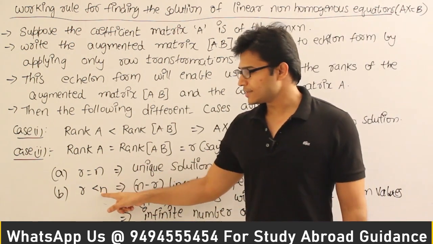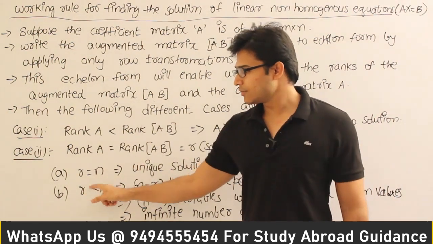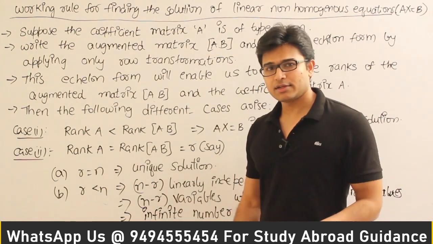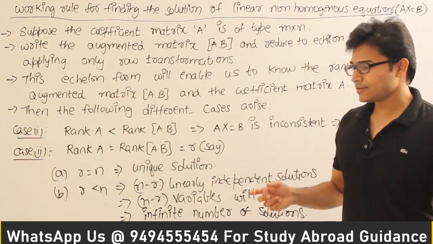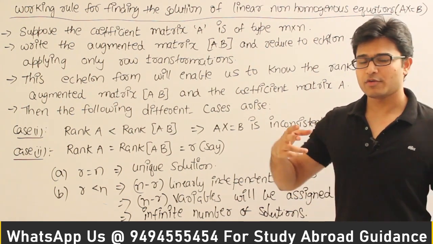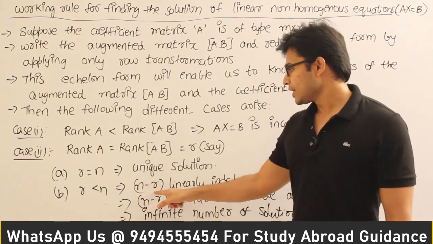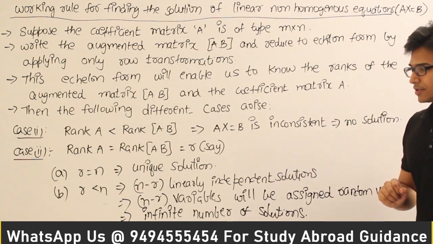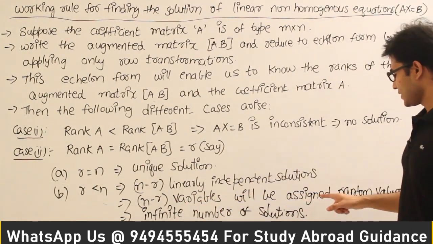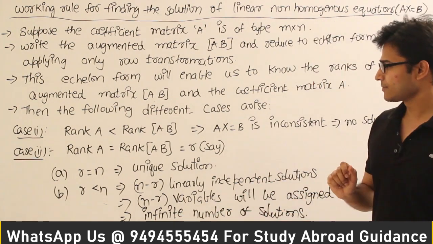In case R is less than n, what does it mean? The number of variables is n, and the number of valid equations, we found out, is less than n. Then what happens in that case? We know that in that case, we are going to have an infinite number of solutions because some of the variables have to be assigned random values. So this implies that n minus r linearly independent solutions will be possible, because n minus r variables will be assigned random values, which means there will be an infinite number of solutions.